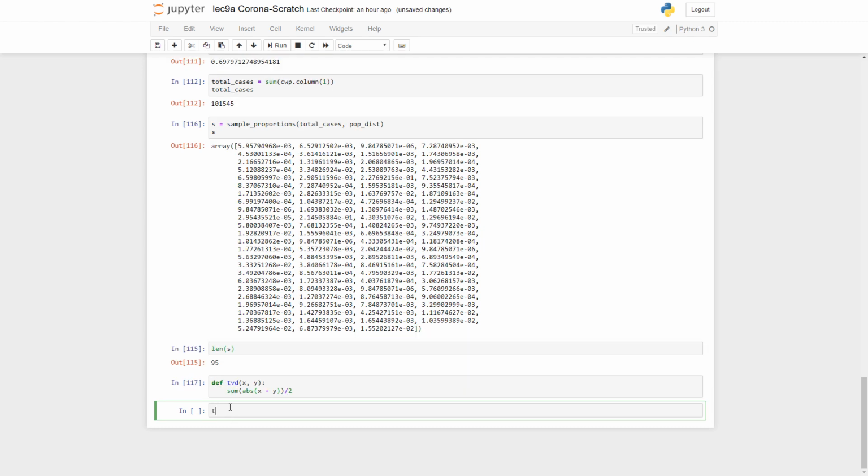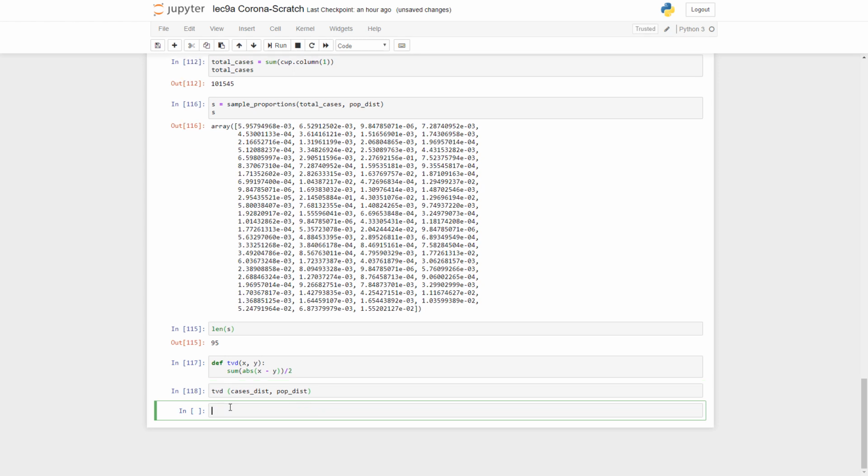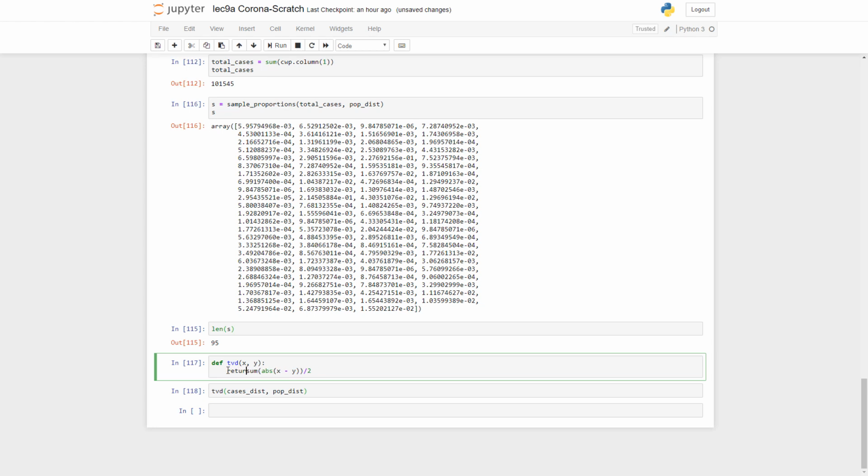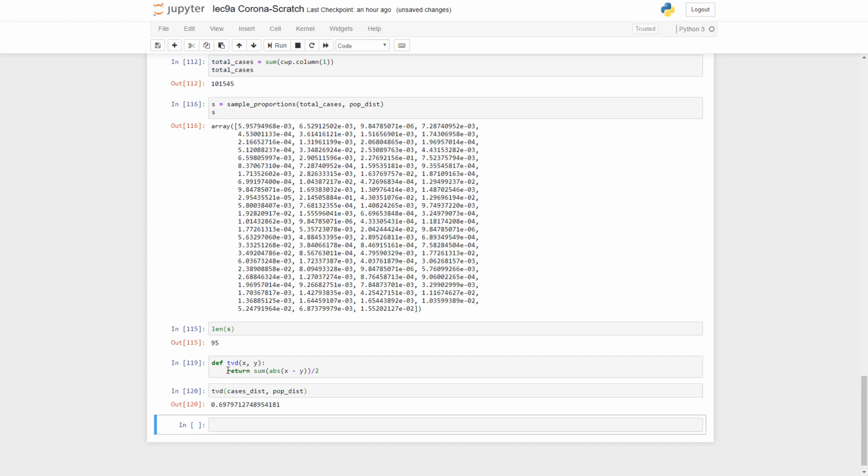Now let's try it over the cases distribution and the population distribution, just to make sure that it works. We didn't say return here, that's why we didn't get any value. So the value here is 0.69, as we saw before.